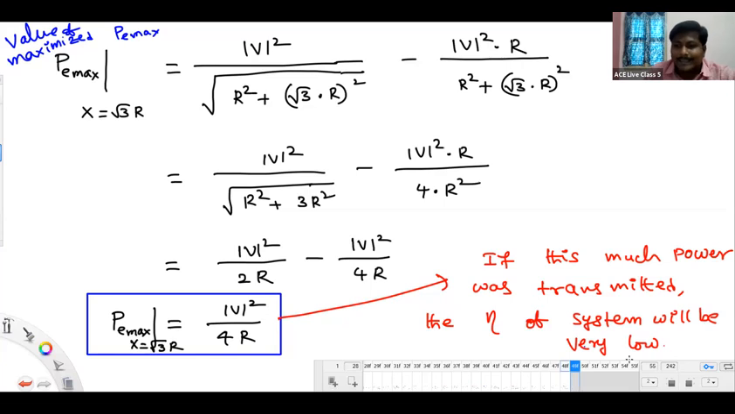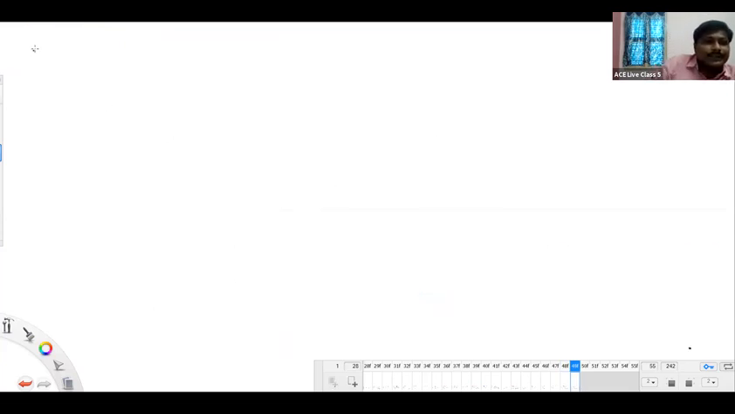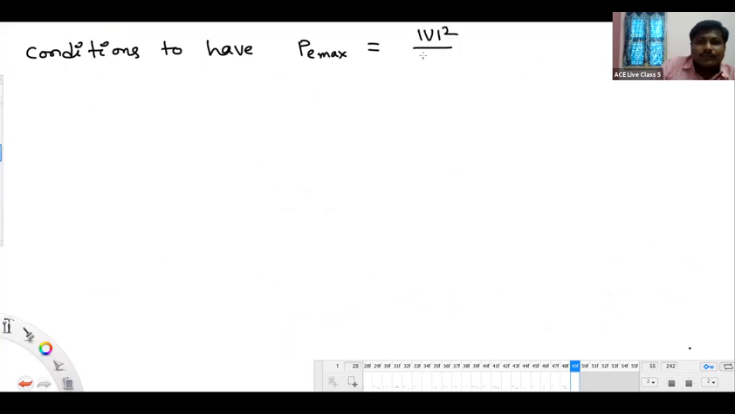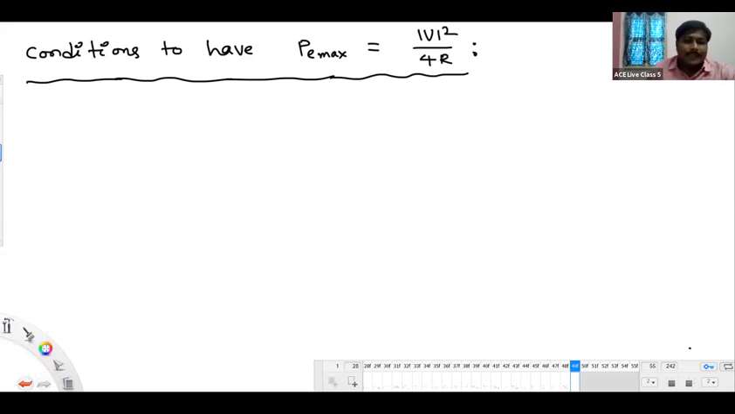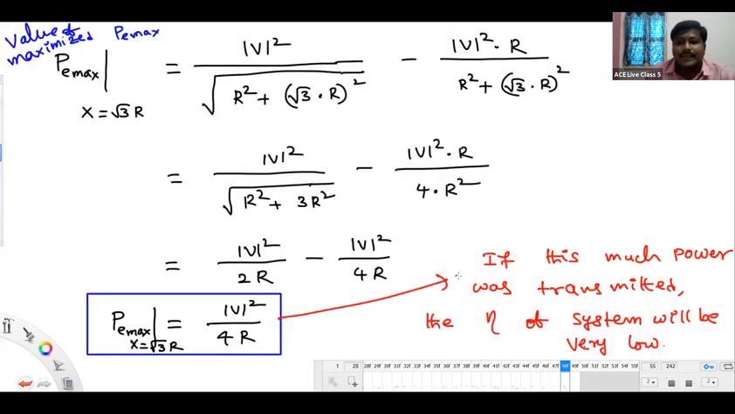Next, in the next slide, what I'm going to say is conditions to have P max value as |v|² by 4r. What are the conditions to be maintained to get the PE maximum value as |v|² by 4r? Majorly in the whole discussion here, you have to calculate power loss based on this current flow, right?